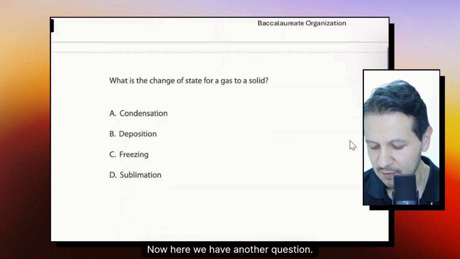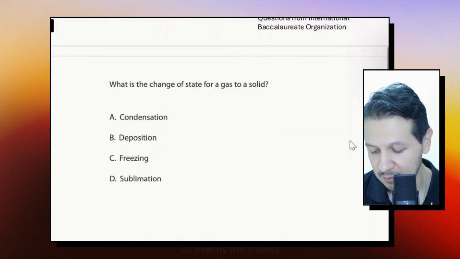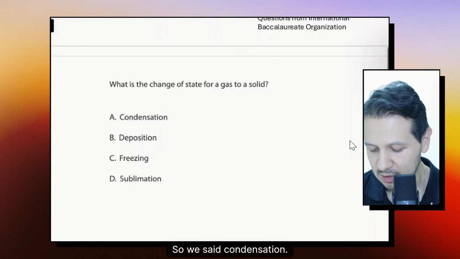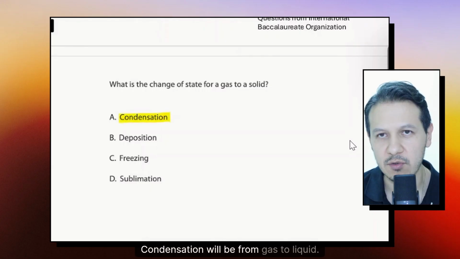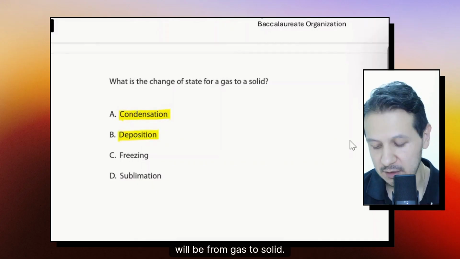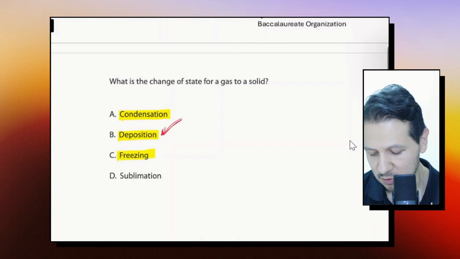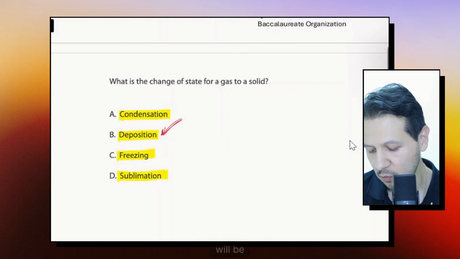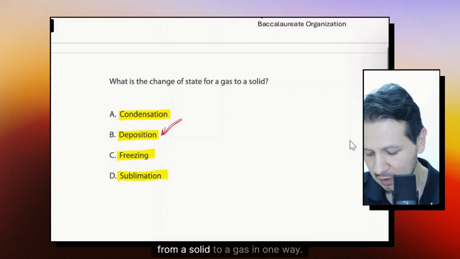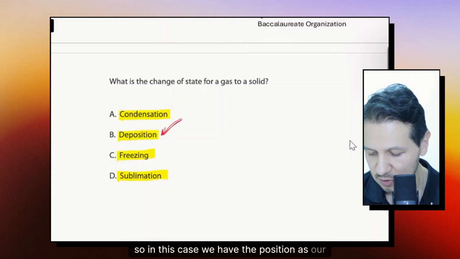Now here we have another question. What is the change of state for a gas to a solid? So exactly the inverse. Gas to a solid. So we said condensation. No, condensation will be from gas to liquid. Deposition will be from gas to solid. Yes, so it's deposition. It's not rocket science. It's very easy. Freezing, you know that is from liquid to solid. And sublimation will be from a solid to a gas in one way. Okay, so in this case, we have deposition as our answer.